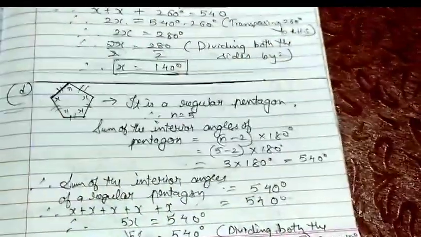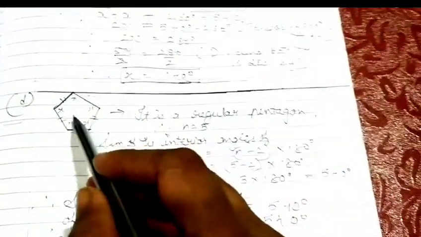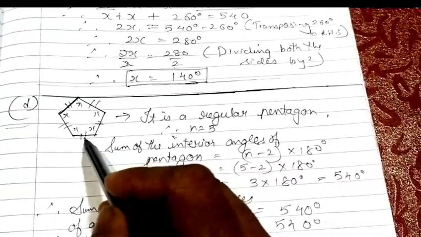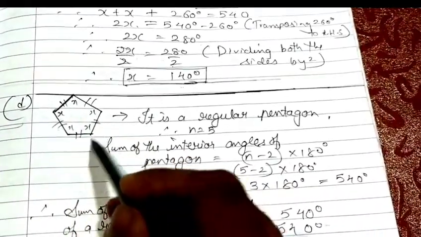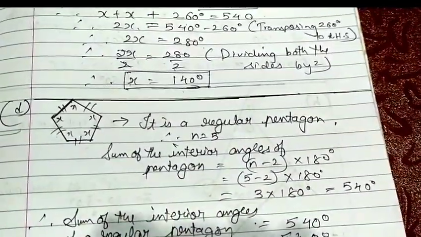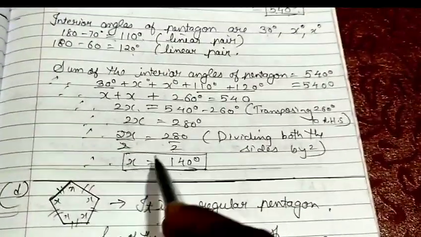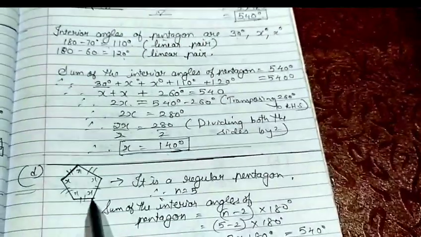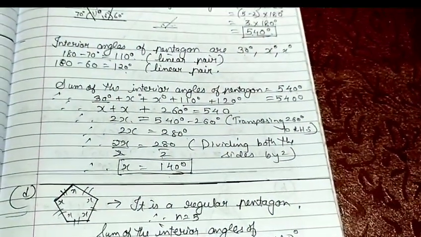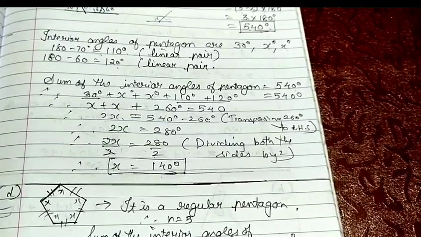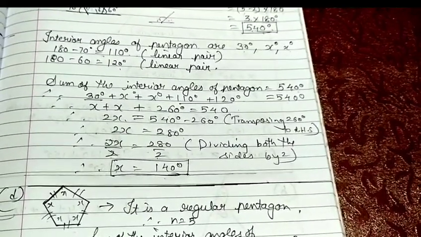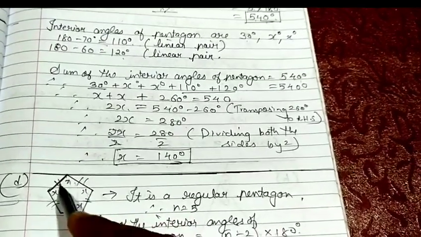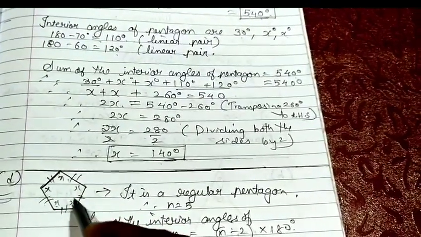Now let us see sum number D. Here it is a regular pentagon, a 1 2 3 4 5 sided figure. Regular means all sides are equal and all angles are equal. It is a regular pentagon whose sides and angles are all equal. Now the sum of the interior angles of the pentagon is (n minus 2) into 180, that is (5 minus 2) into 180, that is 3 into 180, 540. Means when you add all the angles, you will get 540.